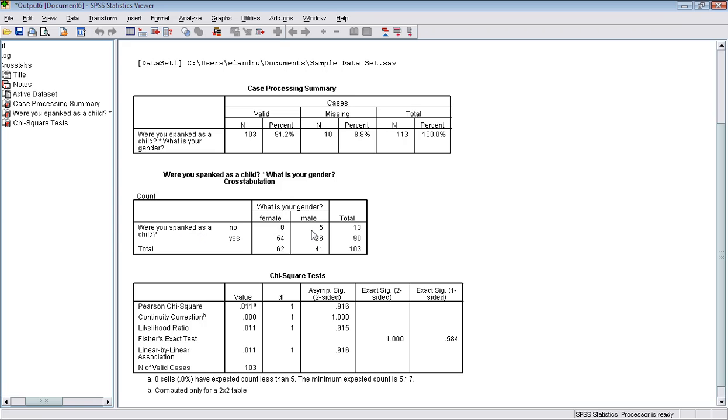And so were you spanked as a child? 90 said yes and 13 said no. Overall genders, there were 62 females and 41 males. But what we're really interested in is this 2 by 2 combination in here, and to look at, was there a significant association? And that is, is there a pattern there that shows that one variable is influencing the other variable in terms of the nominal scale results? And the answer is going to be no.